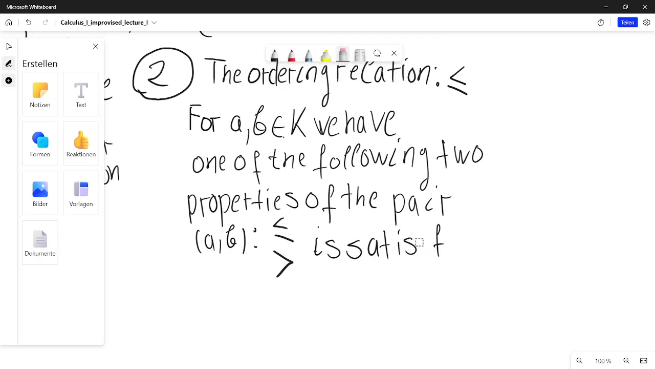Let's formulate it more mathematically, meaning with more precision than in everyday language. We have exactly one of the following two properties of the pair AB satisfied. So we call those properties like that. And these are two different signs for those properties. We could also call these properties CD. Doesn't matter. Just two properties, and for each pair, either one or the other is satisfied.